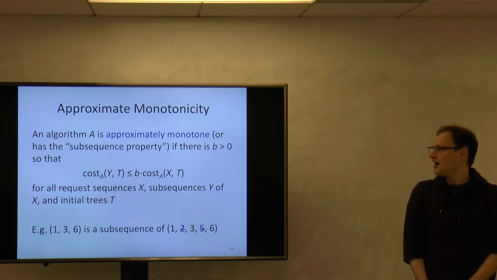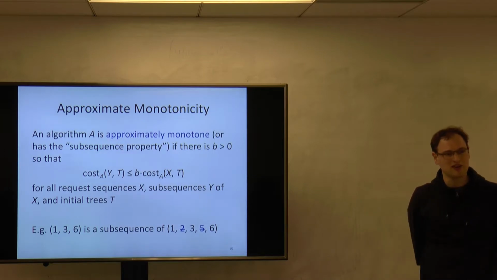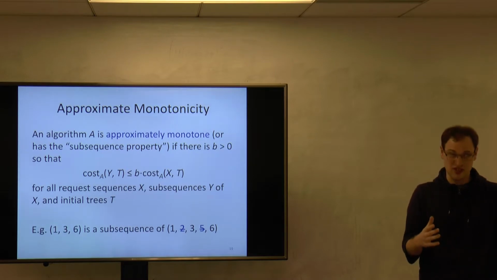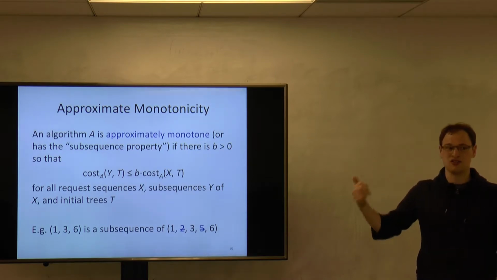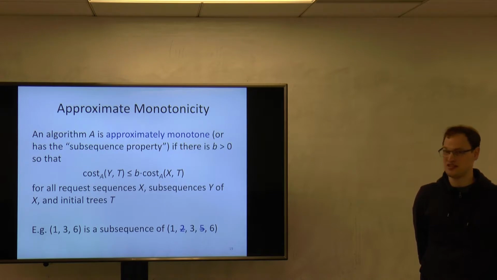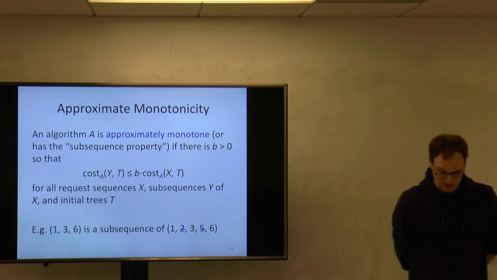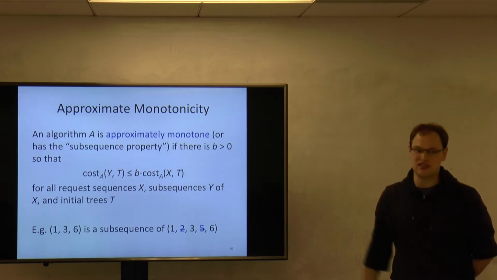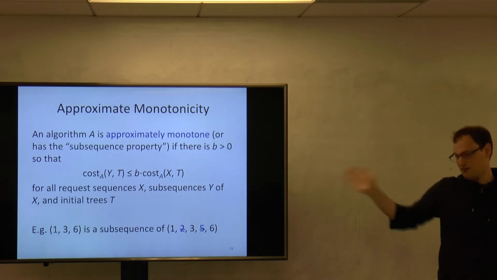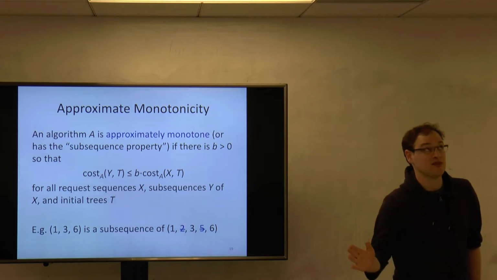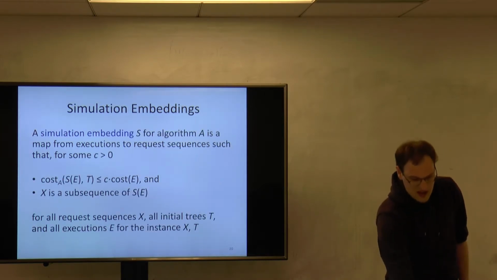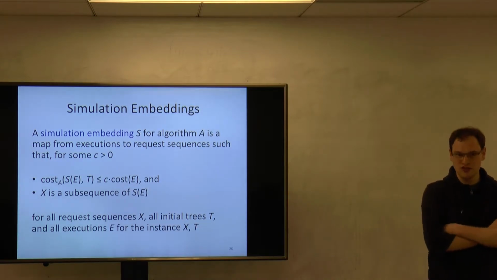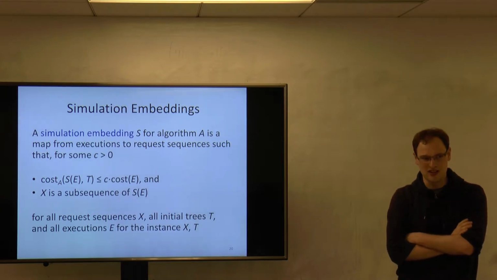Right. So an algorithm is approximately monotone if the cost of executing some subsequence is bounded by the cost of the original sequence, up to some constant multiple. And by subsequence here, I mean I don't have to remove a contiguous subblock, right? Just knock out any set of the indices. Okay. And the main tool or construction that we're using here is a simulation embedding.